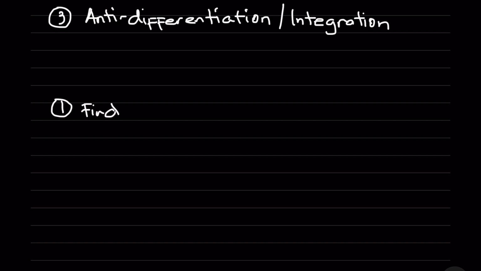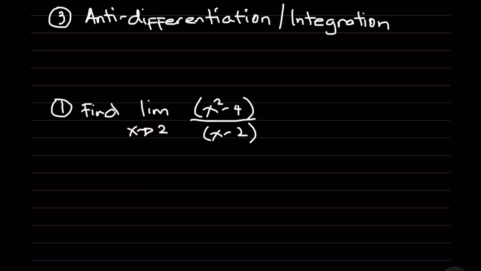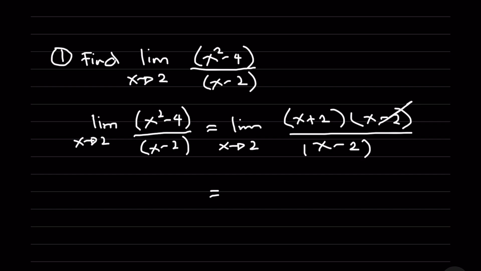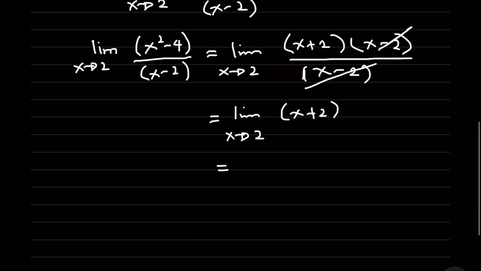Question number 1. Find the limit of x squared minus 4 divided by x minus 2 as x approaches 2. Take note that if you substitute 2 right away, the denominator would be 0. However, if you factor the numerator, x squared minus 4, into x plus 2 times x minus 2, x minus 2 in the numerator and denominator will be cancelled. So you will be left with x plus 2.